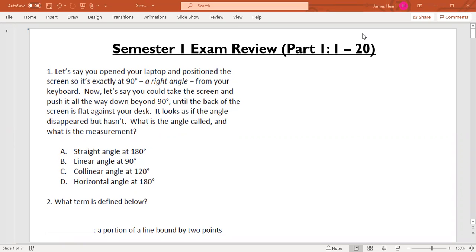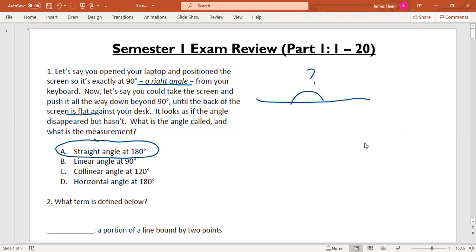For question one, you're given the following situation. If you opened up a laptop and positioned the screen so that it was a right angle, 90 degrees, let's say you could push it further beyond 90 so that it ends up flat, and you're asked, what's the angle called? What's the measurement? So we're talking about basically what is the degree measurement and what is the name of an angle that lays out as a straight line. It has to be 180 degrees, and clearly, since it is a straight line, it's also going to be a straight angle. So we have a straight angle that's 180 degrees and one down with 99 to go.